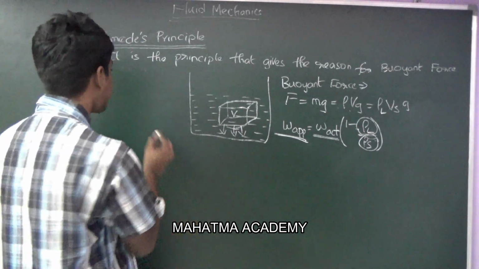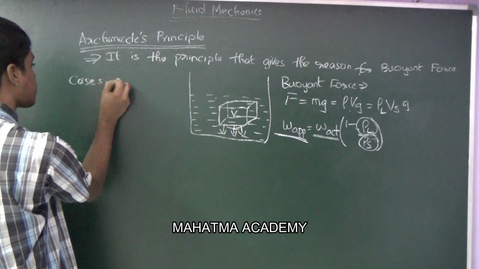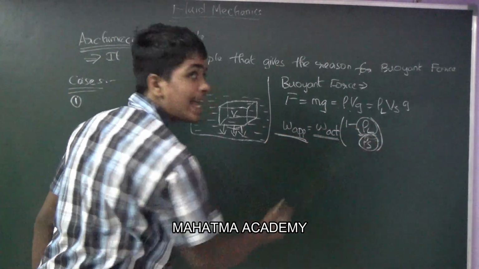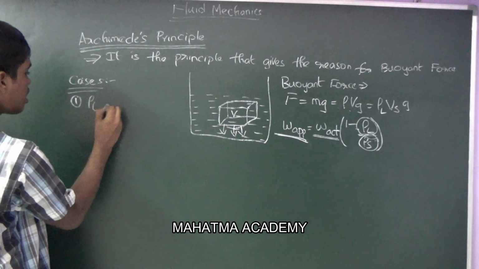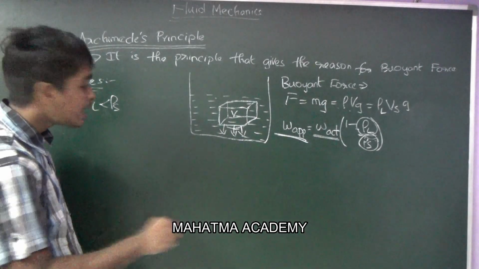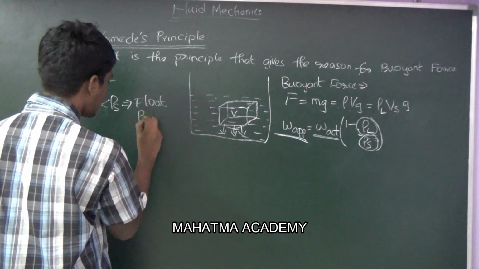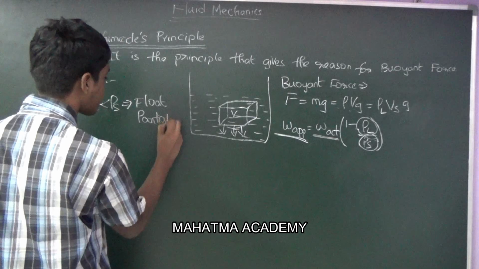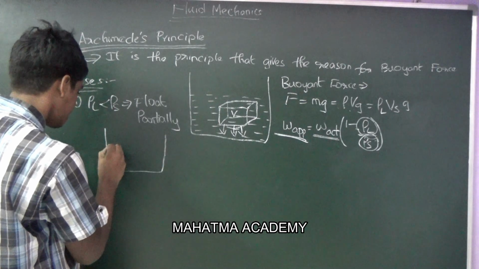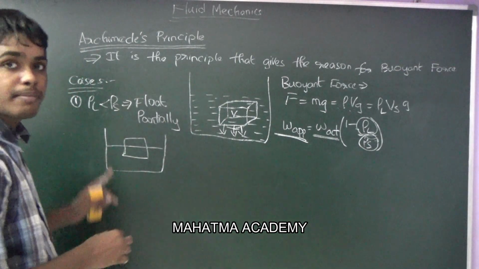Now we have three cases. First case is if rho L is less than rho S. Now the body will float partially. Now the diagram will look like this. It is the liquid and the body will be like this.